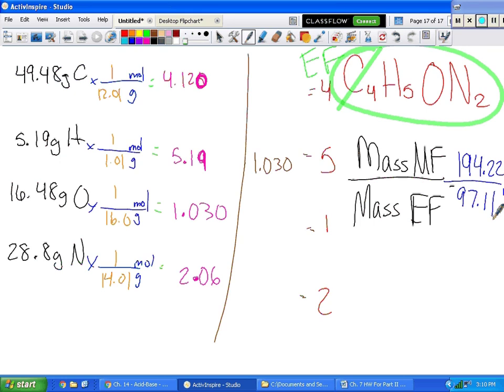This number, it's 4 times carbon's mass, plus 5 times hydrogen's mass, plus 16 times 1, plus nitrogen's mass times 2. Just like we've always done. Add them all up. Now, but here's the last little part. This comes out to be 2. That's not a formula. What do I do with it? Multiply it by all those red numbers. So the final answer is C8H10O2N4. And that's it.